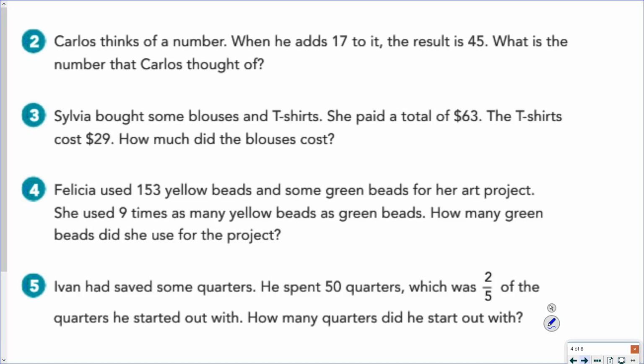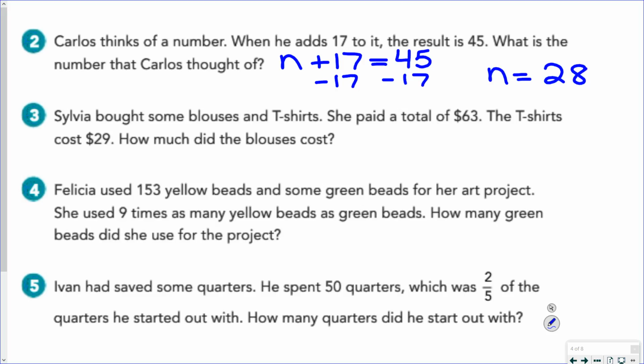Carlos thinks of a number, so we'll call it N. When he adds 17 to it, so we add 17, the result is 45. So our equation would be N plus 17 equals 45. To solve for N, we'll subtract 17 from both sides, so N would equal 28.